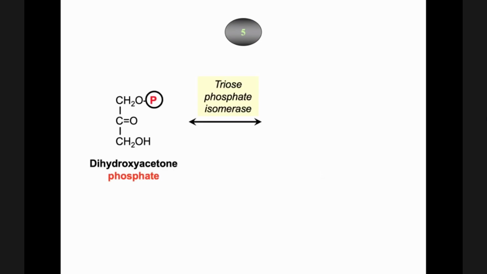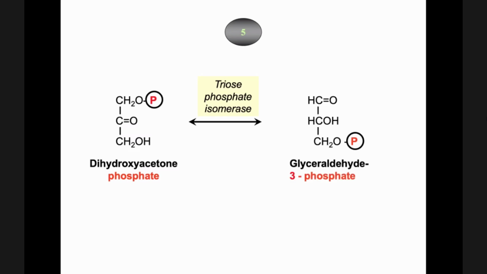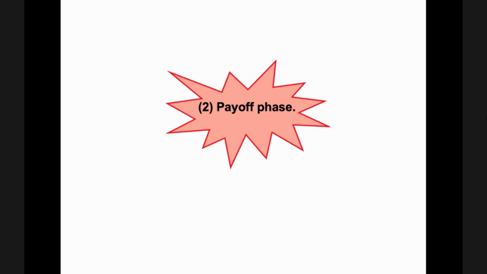So in presence of the triose phosphate isomerase, this will change the arrangement of the phosphate and the carbonyl group to produce glyceraldehyde 3-phosphate. So we finished the investment phase. We know that we lost 2 ATP in order to add phosphate groups. Now it's the payoff phase.